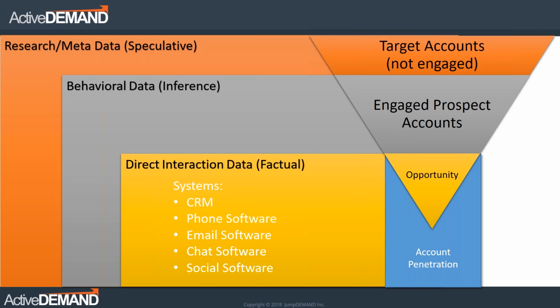And I think this is the best data of all, because again, everything above that, direct engagement data, is somewhat speculative, if you will. And it's in the CRM, phone software, email software, chat software, social software. And hopefully we have the ability to flow this data from the factual data upstream into the behavioral data and speculative data so that we get a good, accurate representation of the accounts we're targeting.